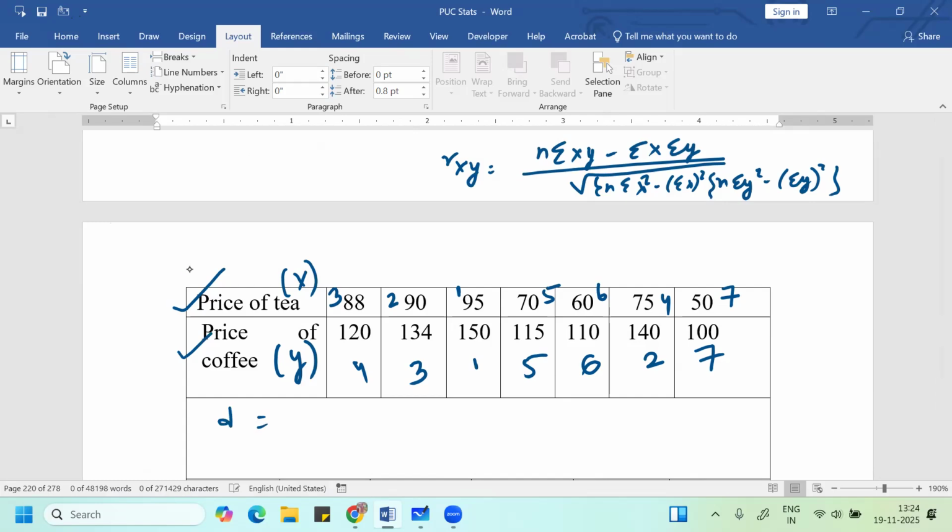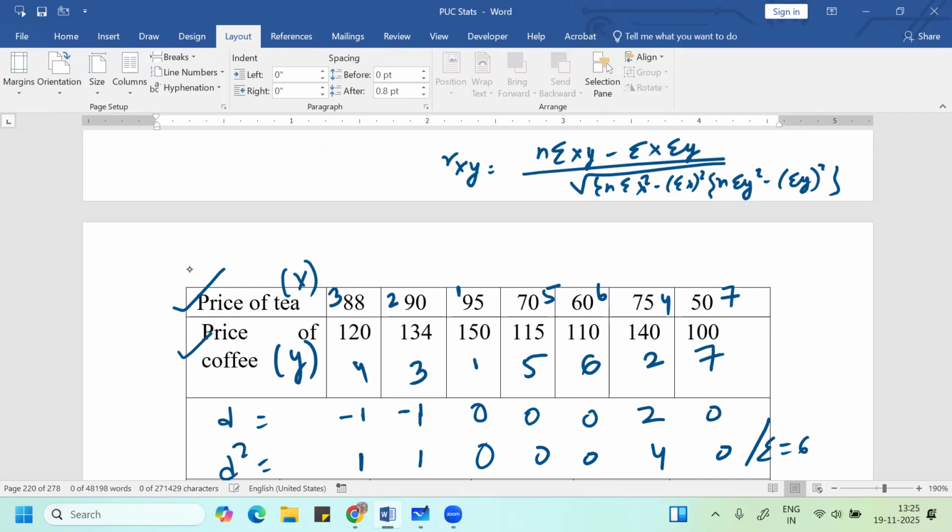What is the difference of the ranks? So 3 minus 4 is minus 1, 1 minus 1 is 0, 2 minus 3 is minus 1, 1 minus 1 is 0. This is 0, this is 0, this is 2, this is 0. And then we have to take the square of the difference: minus 1 squared is 1, minus 1 squared is 1, 0, 0, 0, 2 squared is 4, 0. And then you do the sum. The sum of this would be 6. So you get the sum of d square.